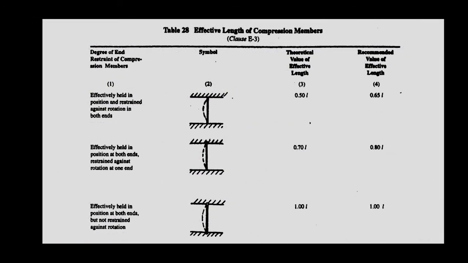Now in Table number 28 of IS 456 2000 we have to find our end condition. You can see in the extreme left column, number 3 is our end condition as per the problem: effectively held in position at both ends but not restrained against rotation. The symbol is also given. So the recommended value of effective length is 1L, so we should take this.